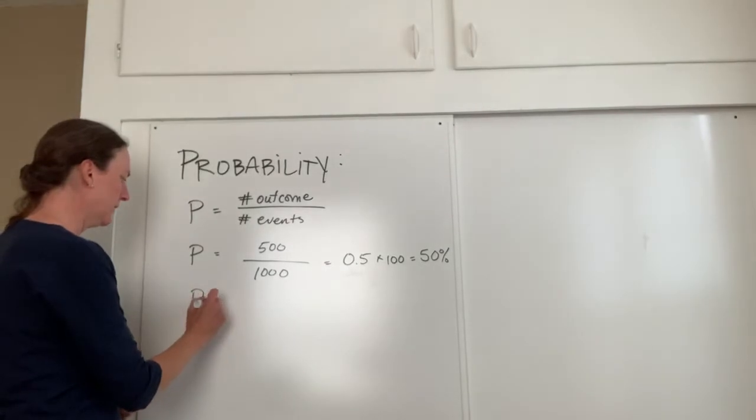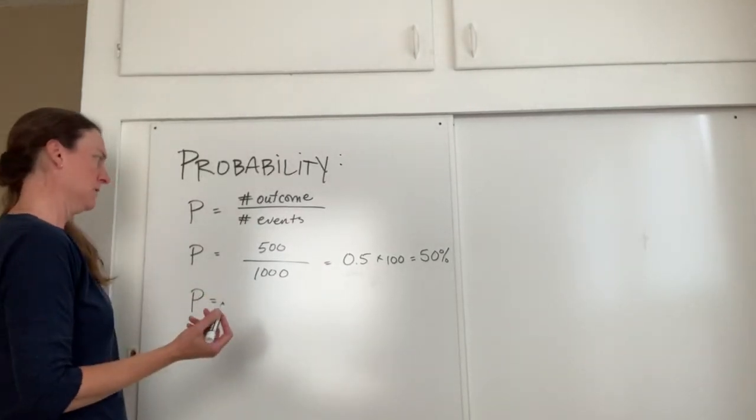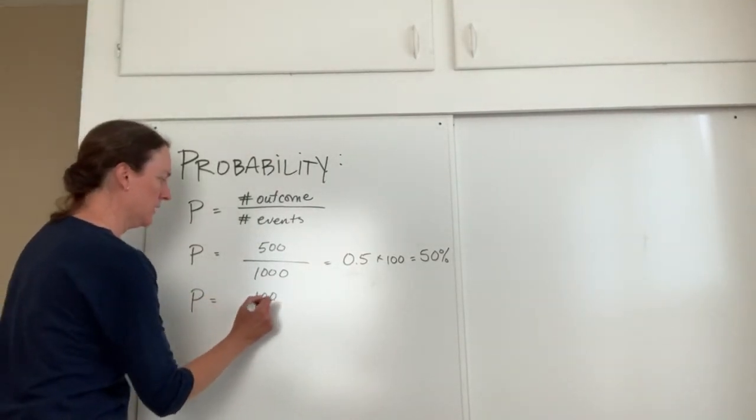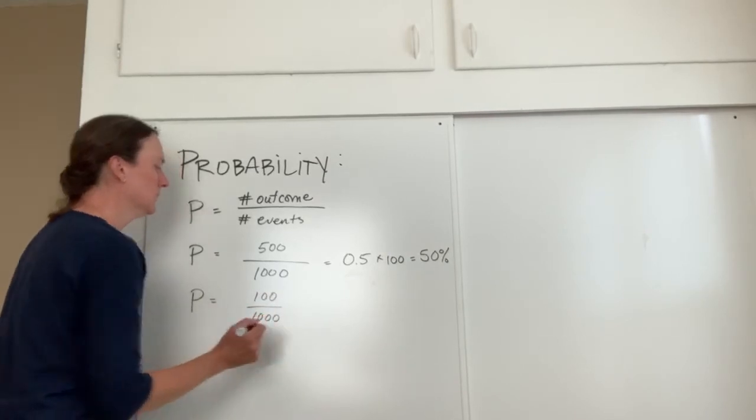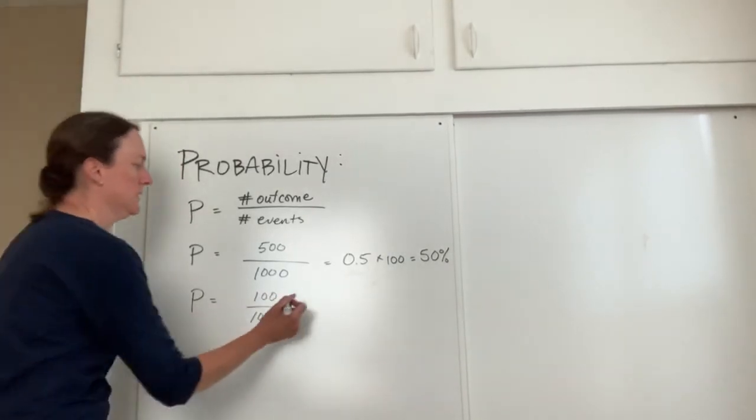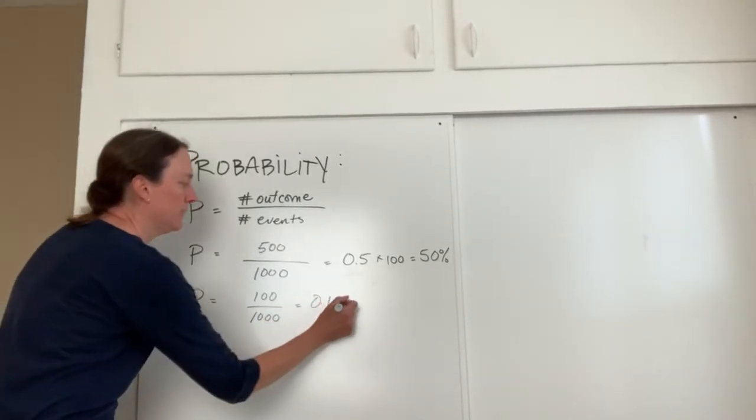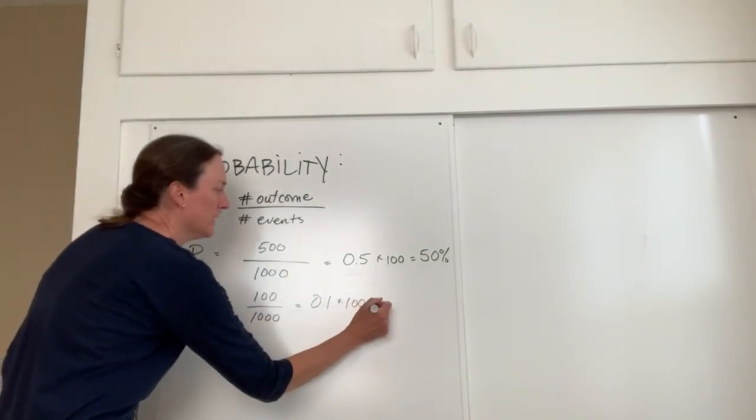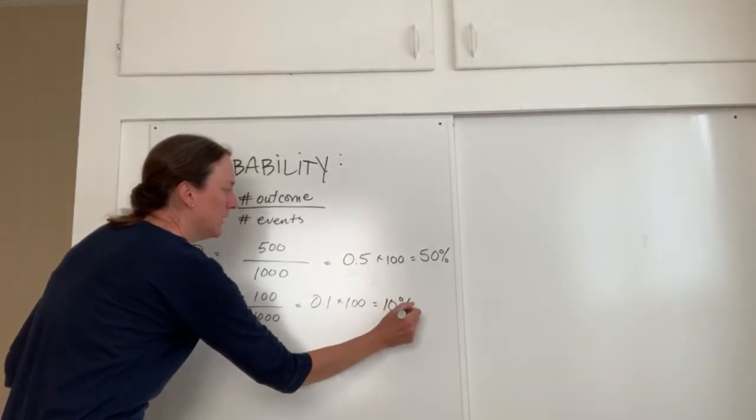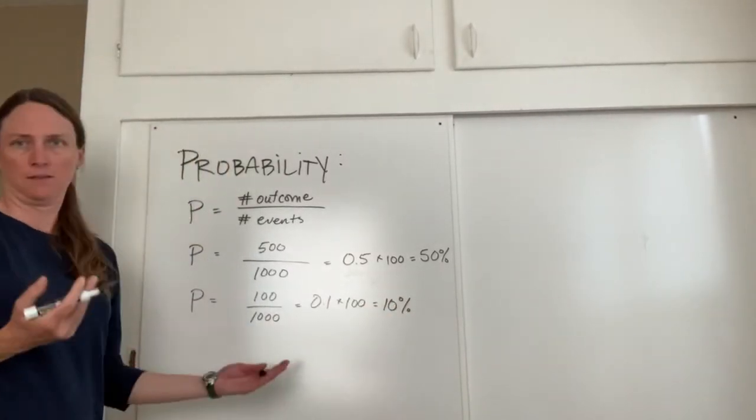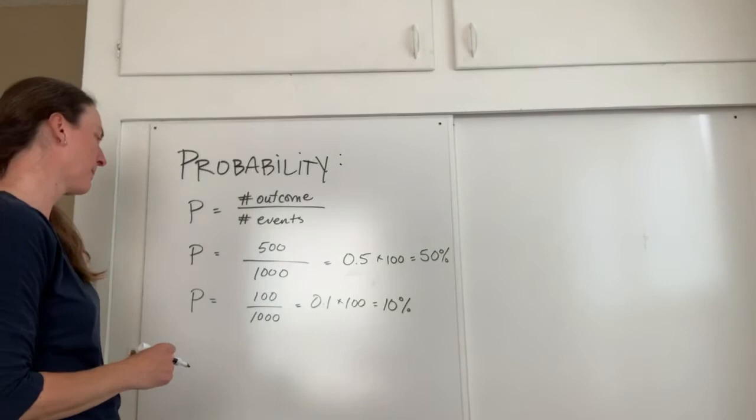So another example might be, say only 100 times out of 1,000 this certain thing happens, you would have a probability of 0.1, and if you multiply that by 100, you would get a 10% chance of this thing happening.